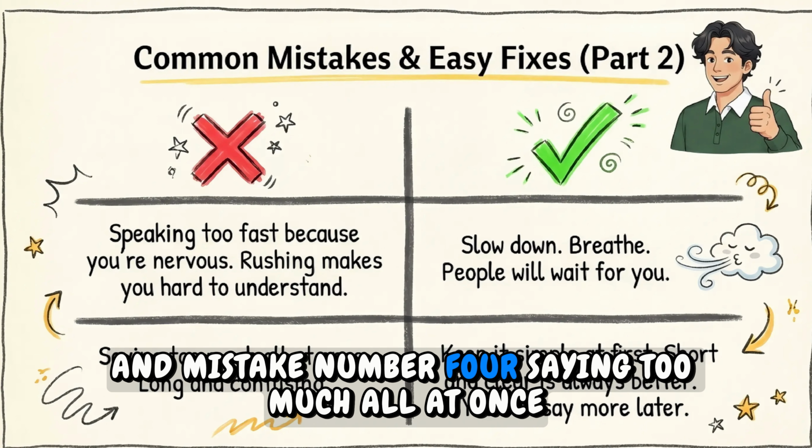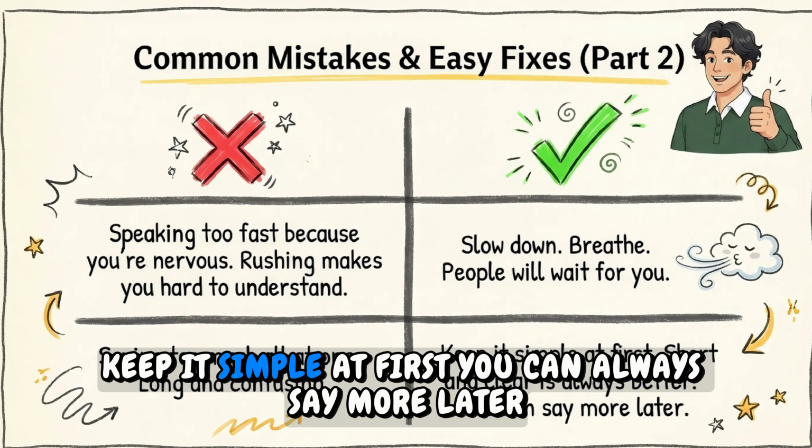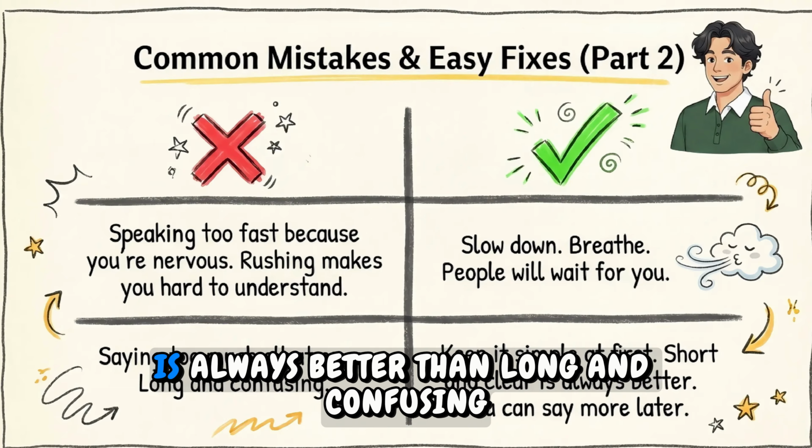And mistake number 4, saying too much all at once. Keep it simple at first. You can always say more later. Short and clear is always better than long and confusing.